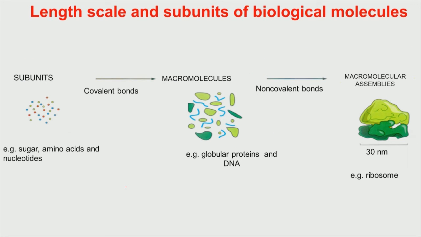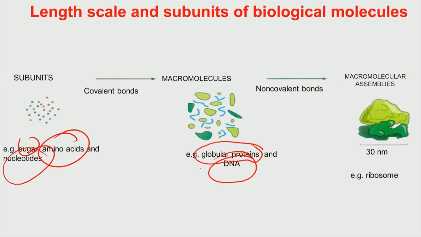Now, these are different biological molecules which are there. You have the sugar molecules, you have amino acids, and you have nucleotides. Then some of the proteins have a different shape and morphology, like globular proteins, and you have the very characteristic double helix structure of deoxyribonucleic acid. And you also have a macromolecular structure like the ribosome.